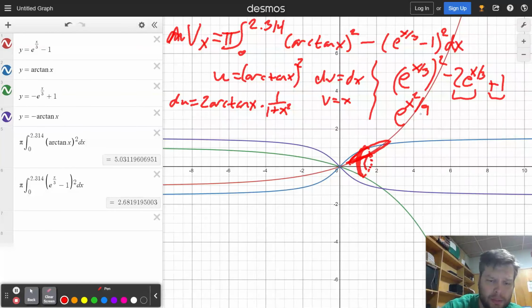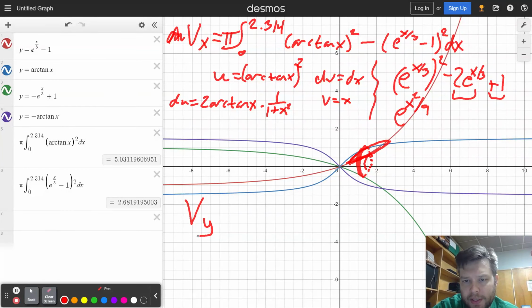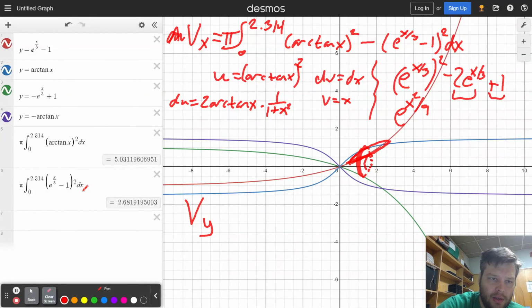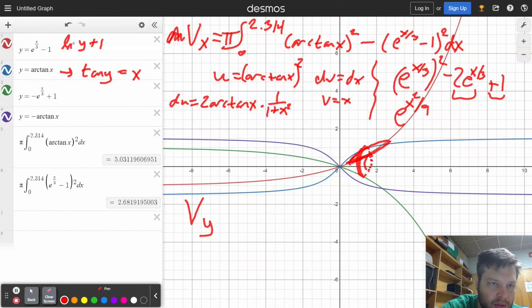Anyway, let me finish up. I'll expect to use technology as we rotate it around the y-axis. So as we rotate it around the y-axis, what I'm going to have to do is switch each of those functions around. So for this one, we just know that's going to be tan of y equals x. For this one, we're going to do y plus 1, and then we're going to take the natural log of that, and then we're going to multiply that by 3 to get x.